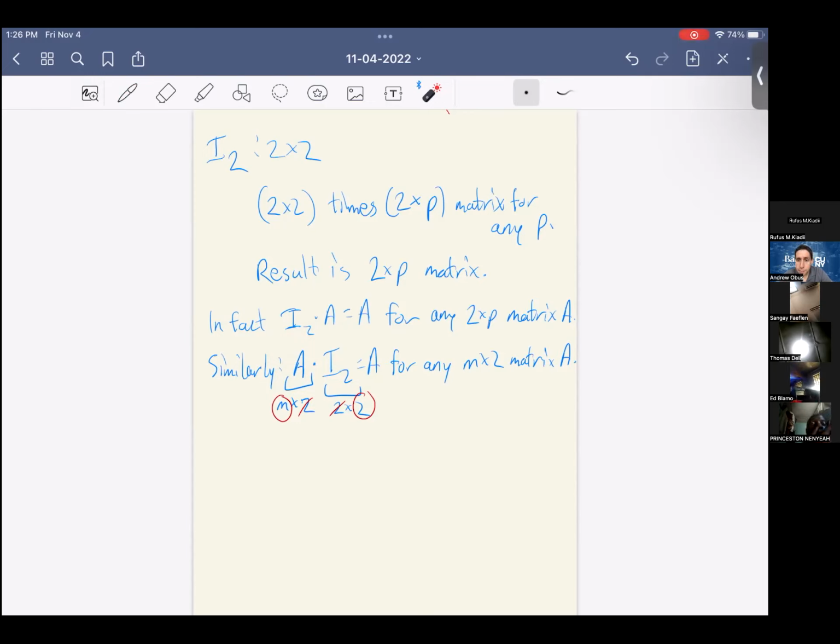Rufus? Yes. What I learned from this explanation is that once the matrix is a square matrix, it is applicable to find the product. And the next one, if the number of rows of the first matrix corresponds with the number of columns of the second matrix, it means it is applicable. Exactly. Correct.